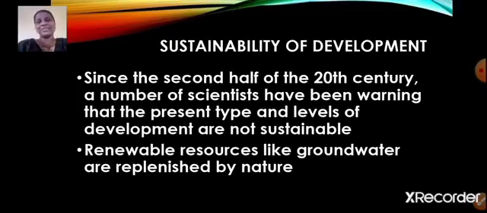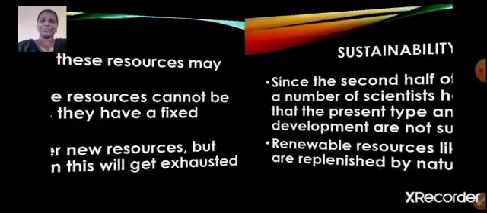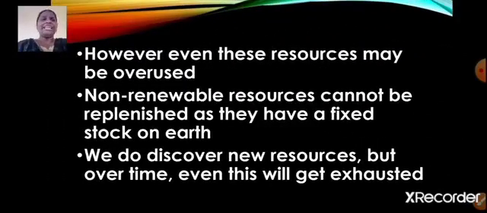Students, why is it so? Because in the name of development, natural resources are exploited at a fast rate, leading to their depletion. Renewable resources like groundwater are replenished by nature. Replenished means they can be filled again. However, even these resources may be overused. Hence, we must use it carefully.